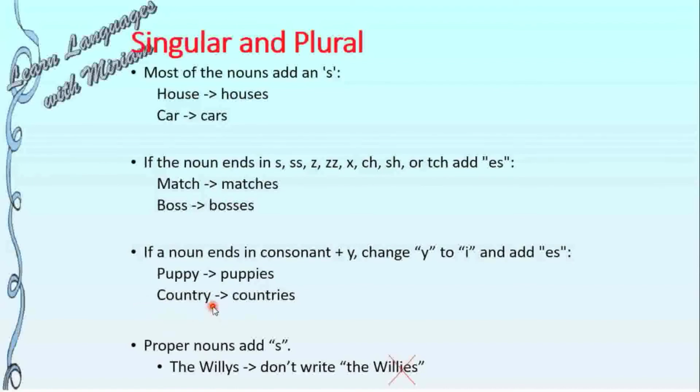Country, plural is countries. We quit Y and we add IES, countries. For proper nouns, we add an S. So for example, the Willies, we say the Willies. We don't write the Willies. We don't change the Y. No. Just add an S. Solo añadimos S con los nombres propios.